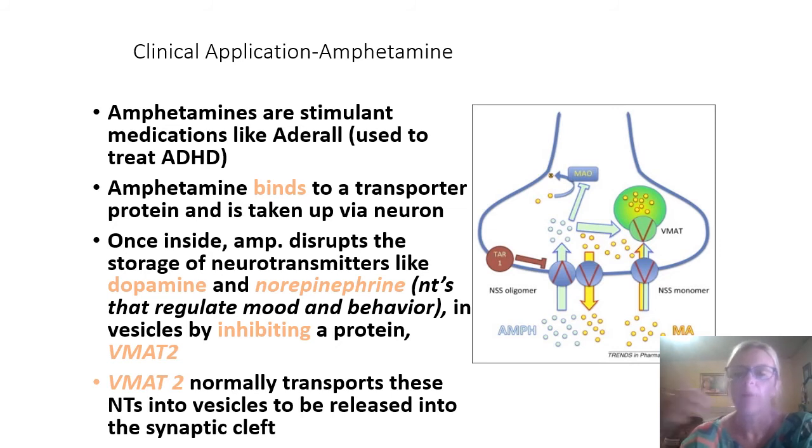I remember norepinephrine is like noradrenaline. Adrenaline pumps you up, noradrenaline brings you back down. And what they do is inhibit a protein, and that protein is this one here called VMAT. VMAT's job is to transport the neurotransmitters into vesicles so that they can be released into the synaptic cleft. So its job is to release dopamine and norepinephrine.